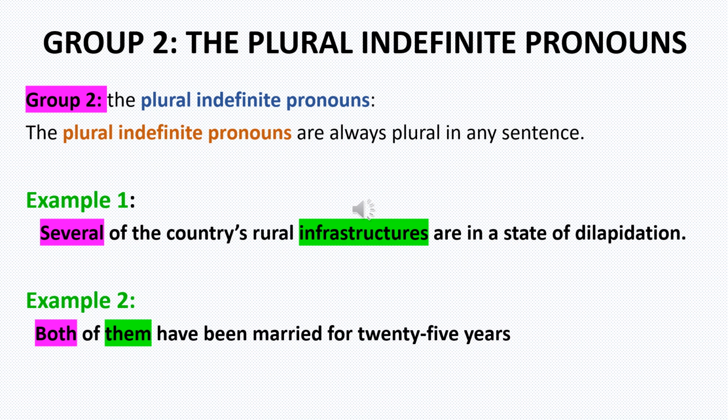Example 1. In the sentence, several of the country's rural infrastructures are in a state of dilapidation, several is plural because it refers to infrastructures, which is also plural. Example 2. In the sentence, both of them have been married for 25 years, both is plural because it refers to the plural object personal pronoun, them.